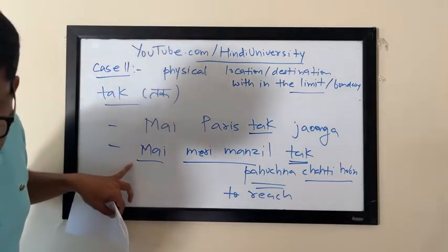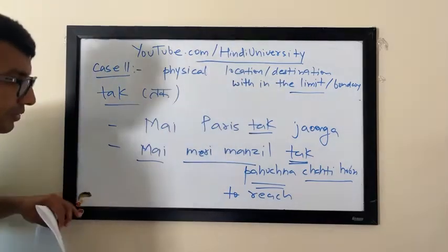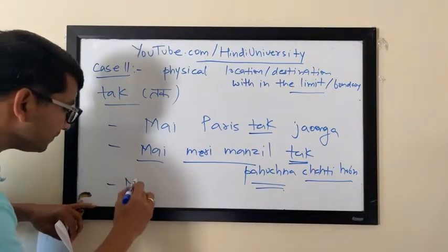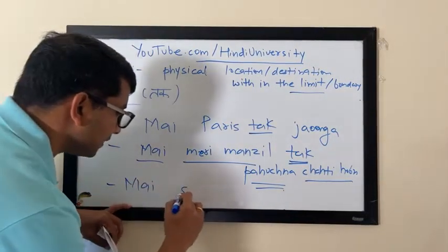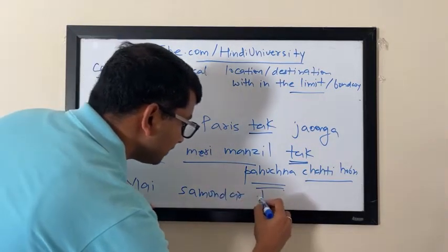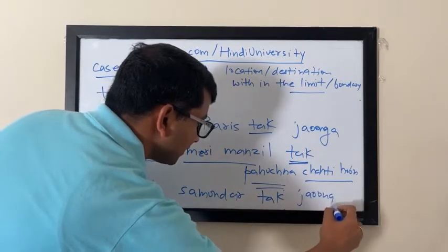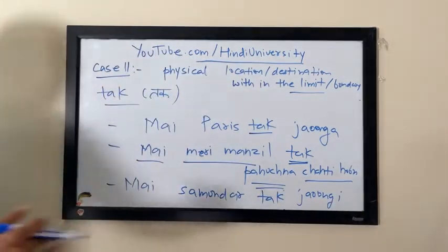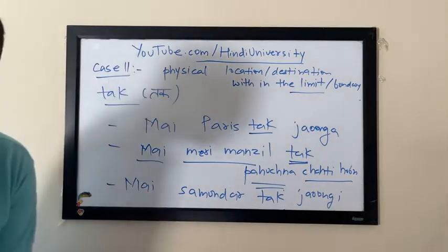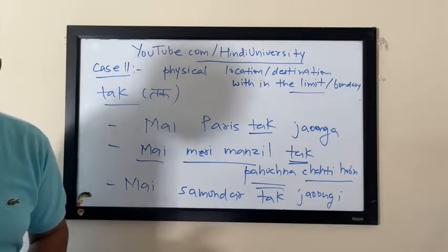Okay, Krishna ji is saying मैं समुद्र तक जाऊंगी. Very good. So I'm going to write it down as well. मैं समुद्र तक जाऊंगी. I'll go till or up to the ocean. मैं समुद्र तक जाऊंगी. Okay. Any other thoughts here?